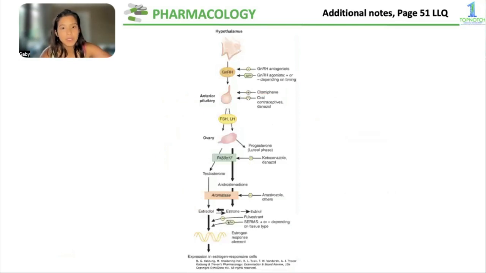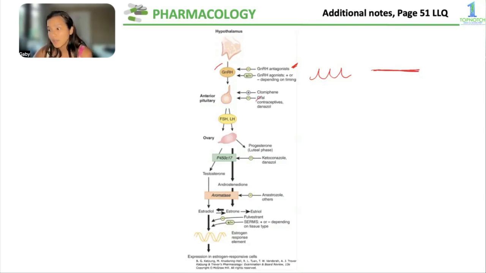Okay? So again, just to overview of how your hypothalamic, pituitary, and ovarian axis works and the drugs that act on it. So GnRH can either be antagonized by a GnRH antagonist, or it can be promoted by pulsatile delivery of your GnRH agonists, or it can be anti-fertility if you give GnRH agonists regularly. Okay? Your anterior pituitary gland, this is where your oral contraceptives act.